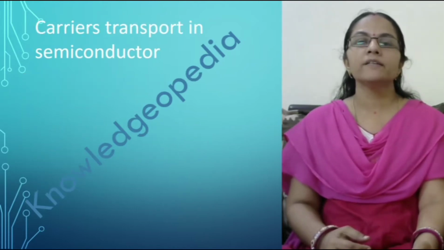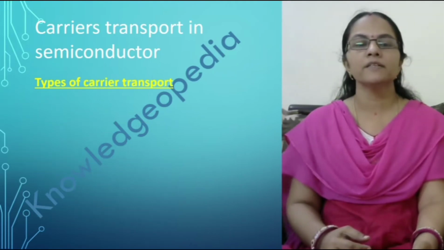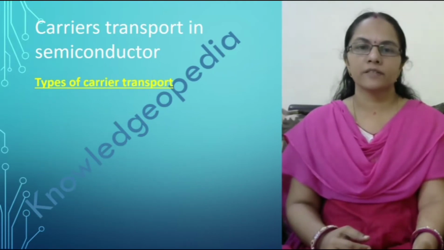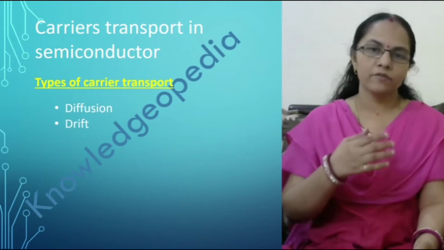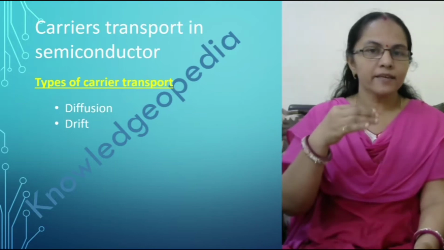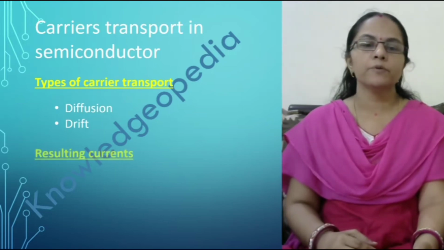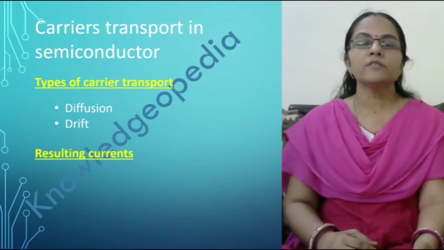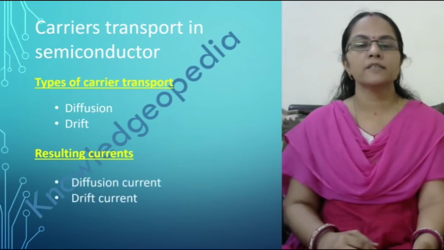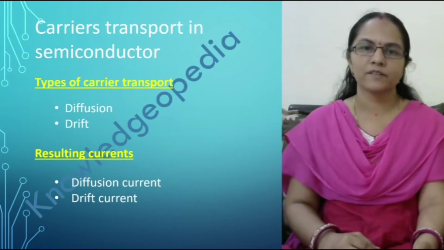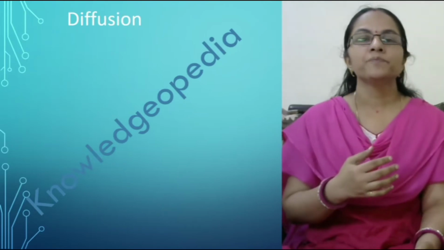Now you see the different transport processes involved in semiconductors. There are two types of carrier transport in a semiconductor. One is diffusion and the second one is drift. As there are two types of carrier transport, we have two types of current components in a semiconductor. So these two types of carrier transport result in two types of currents, that is diffusion current and drift current.